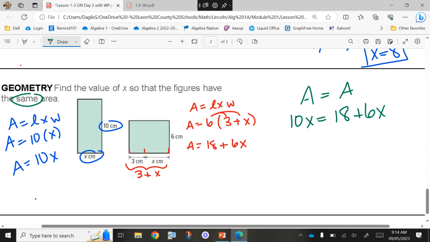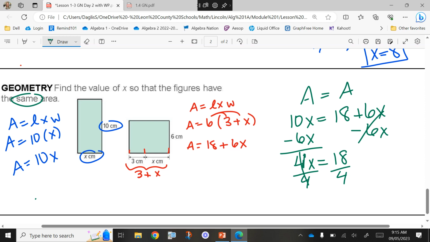What would you like to move first? The 6, yeah? How do you want to move it? Subtract it from the other x. 10 minus 6 is 4x, good. We're equal to 18 on the other side. Now what do we do? We divide.